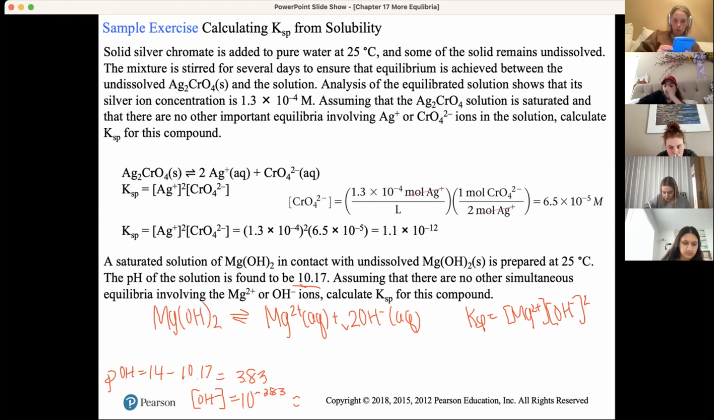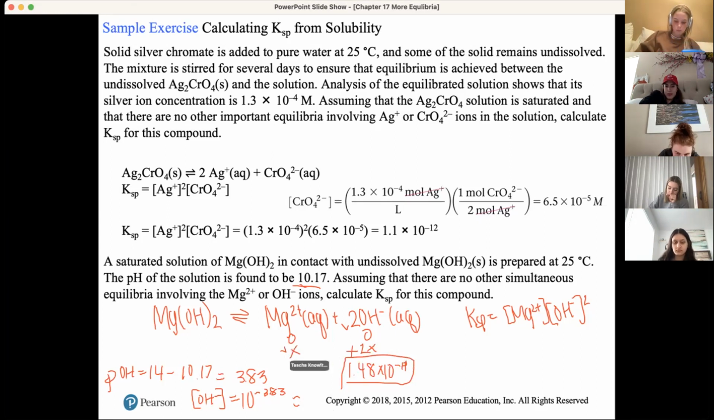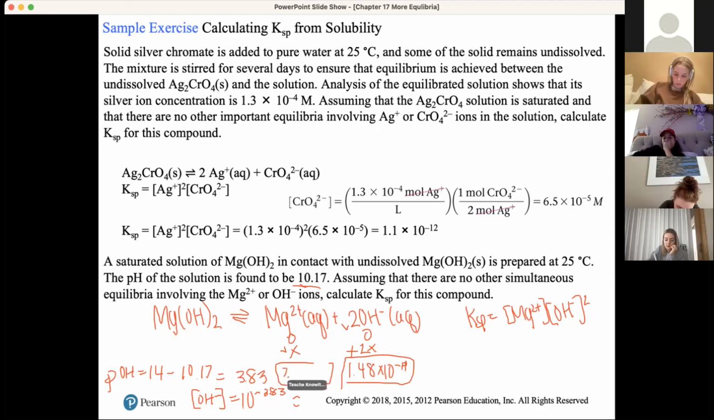We got 1.48 times 10 to the negative 4. Great, that sounds about right. Okay, good. That's what goes here. That's the hydroxide concentration at equilibrium. It starts out with 0 and it goes up to that. But notice this is plus 2x and this is just plus x. So then over here it should be half of that. So I think it's 7.4 times 10 to the negative 5.